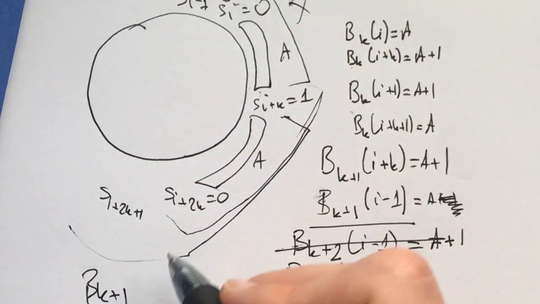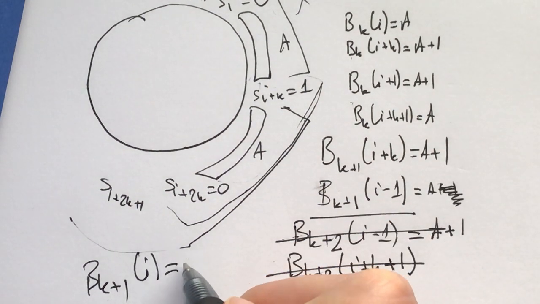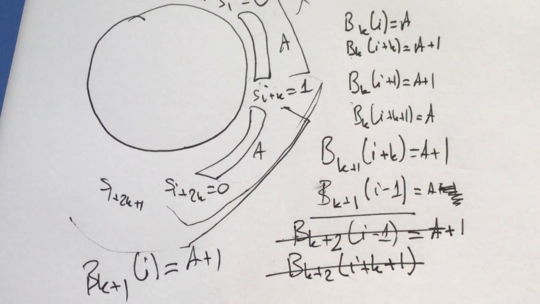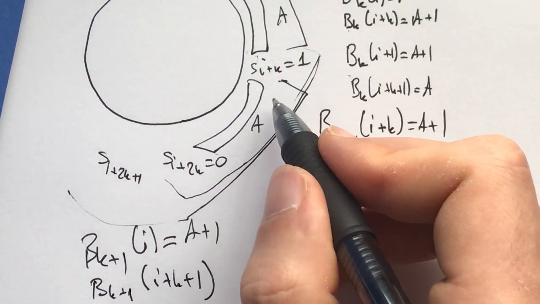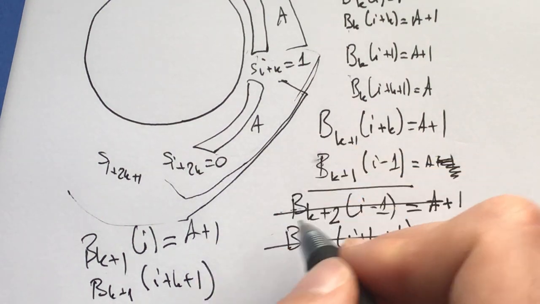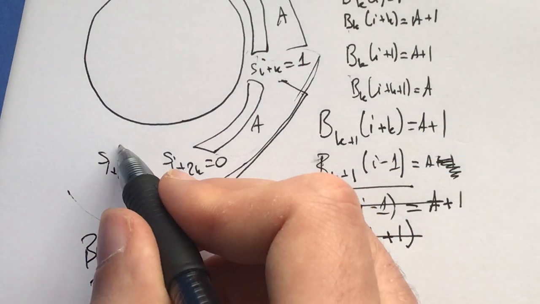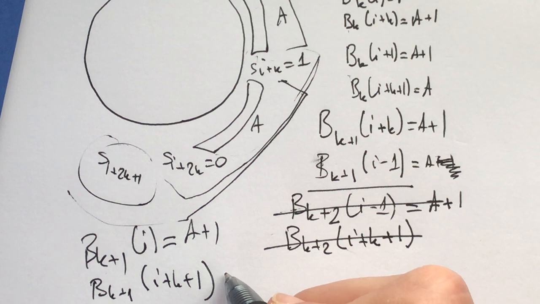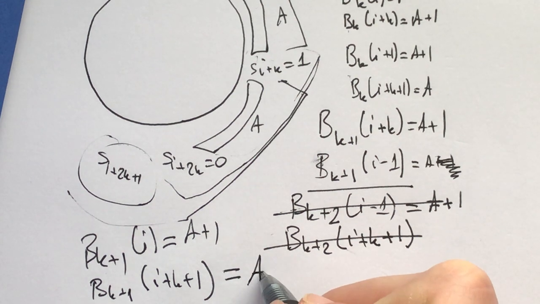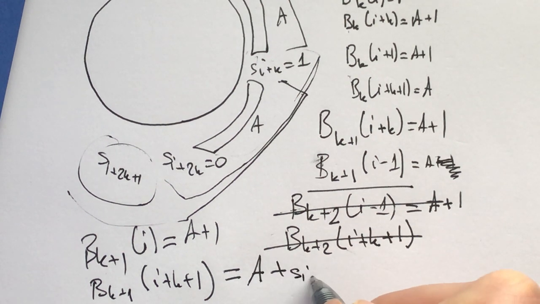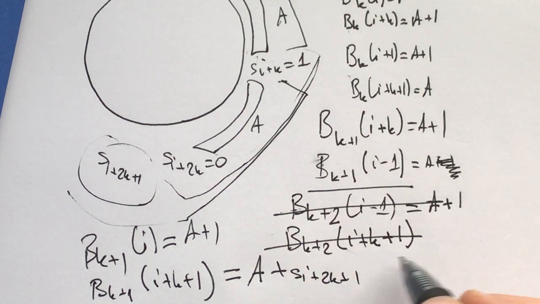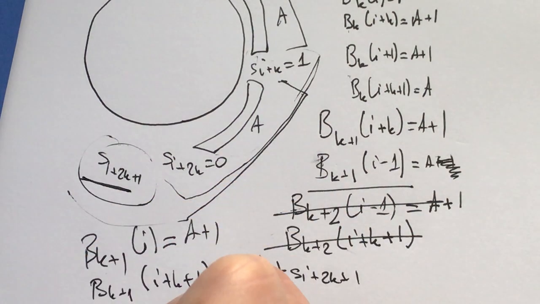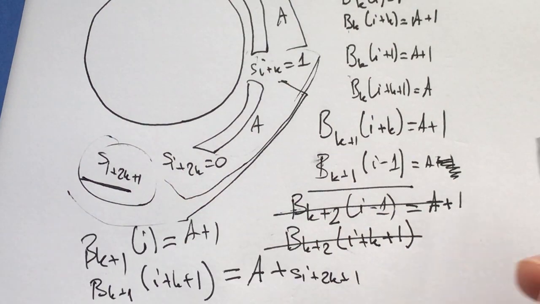Starting at i, this thing right here is going to be equal to a plus 1, and b_{k+1}, starting from i plus k plus 1, this thing right here is going to be equaling... So it's starting from k plus 1 and ends here. So it's going to be equal to a plus s_{i+2k+1}. So we will be done in what case? Well, if this thing right here is a 1, we will be done.